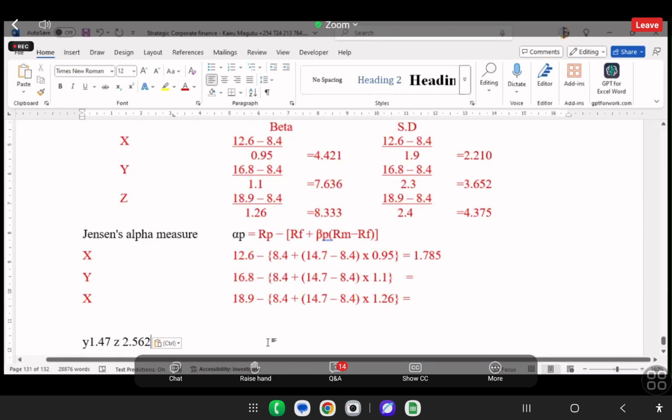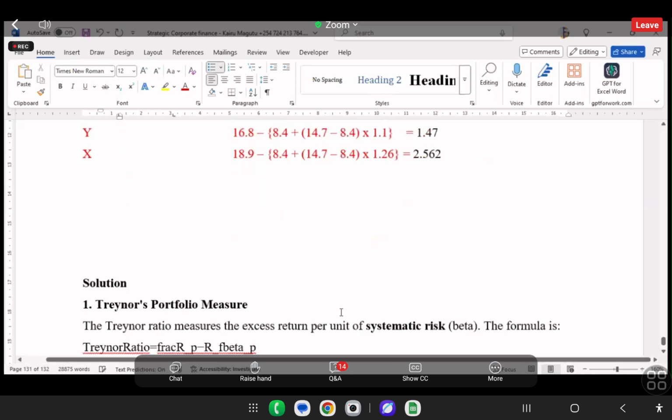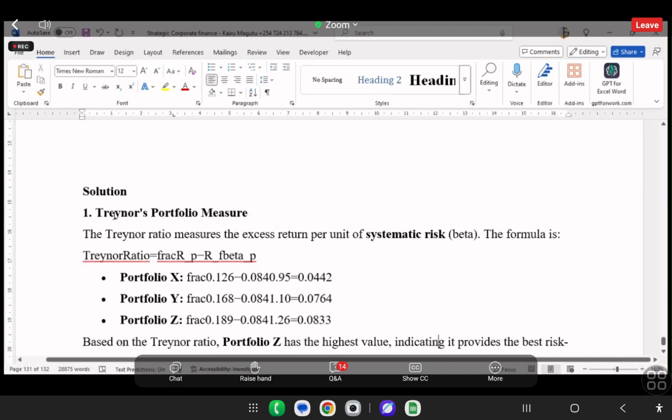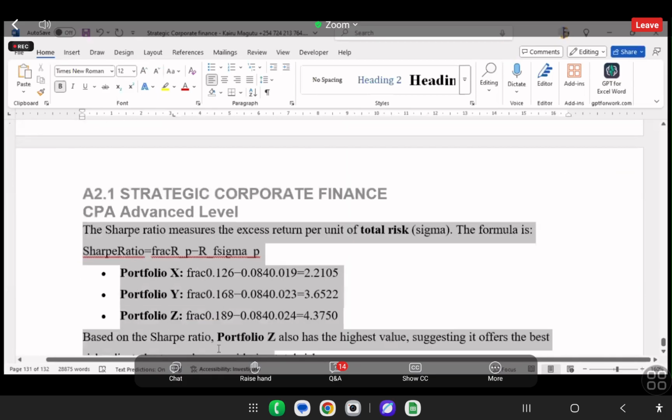So you say that Y is 1.47. Then you have Z is 2.5. Assuming that that is correct, we have the argument that all our alpha values are positive, meaning that we outperformed the market. And that is the argument that we need to put in place.